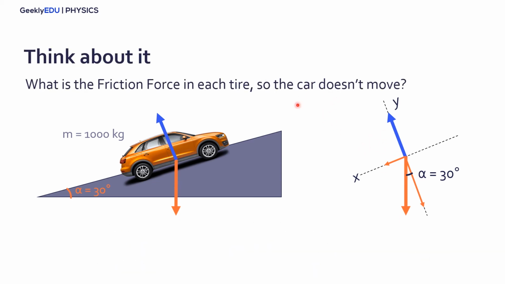Alright, now it's your turn to think about it. We have the system here. We did the equilibrium for the y direction. Alright, we found the weight and normal forces. But imagine that the car is not moving. Okay, so what is the friction force in each tire so the car doesn't move? Remember, we have a component of the weight force pointing down, so we need a friction force in each tire to compensate this weight component. So think about it, do your calculations, and write your answers in the comment section.